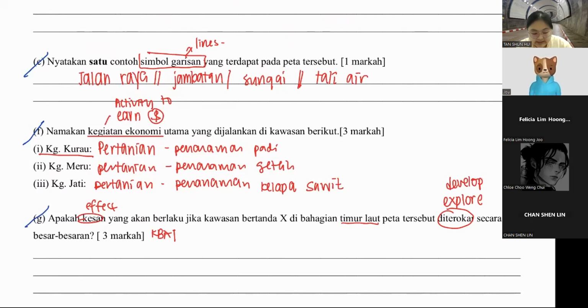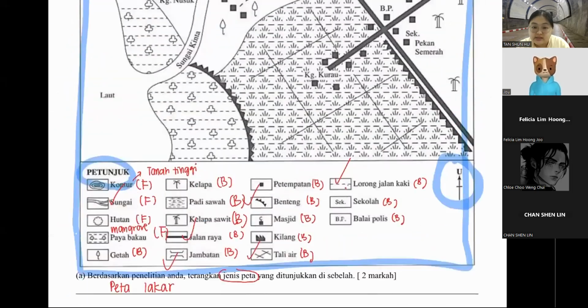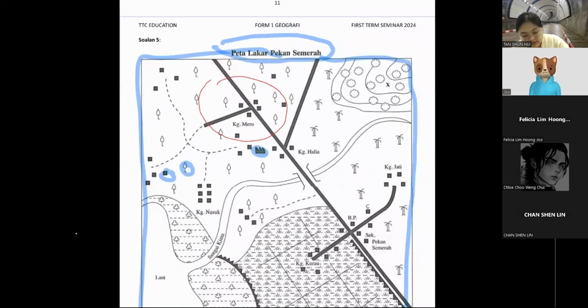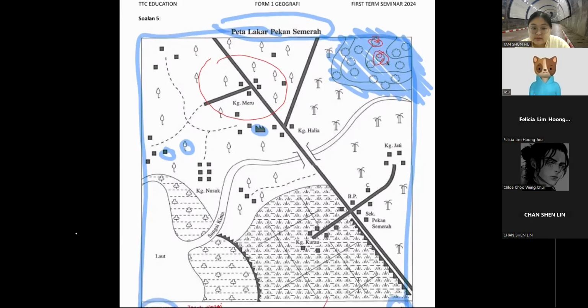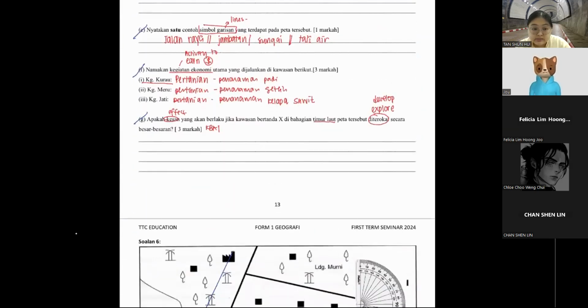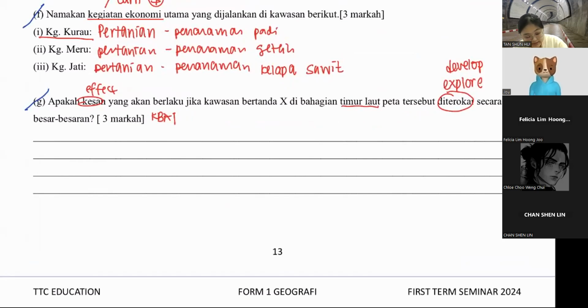Now, let's find X. They say X is timur laut. So which direction is timur laut? Oh, they tell you X is here. So they say if they develop X, what will happen? You see, X is what? X is mountain. X is forest. Right? Can you find out X first? X is tanah tinggi. X is mountain. Hutan.